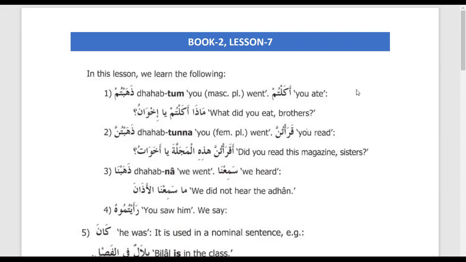You see, for the second person, it's very simple. We have ta in every one of the forms of the verb. There are 6 forms of the verb, and today we are focusing only on the plural form. So tum is for the plural masculine, and tunna is for the feminine. Tum and tunna, that's what we have to remember. Especially for the feminine, it's easier to remember because it ends with noon with tashdid. So dhahabtum and dhahabtunna.